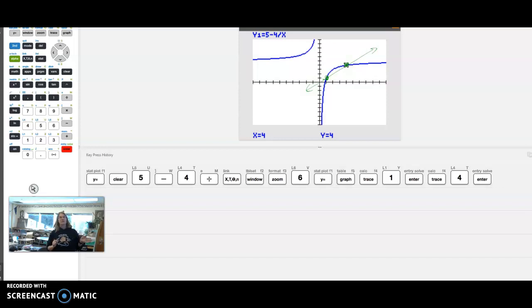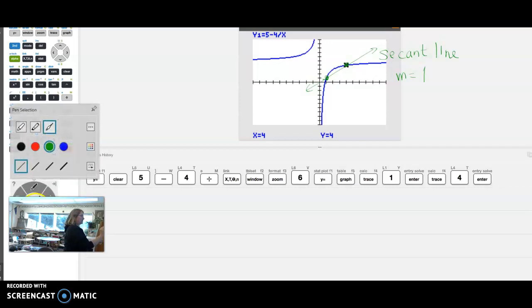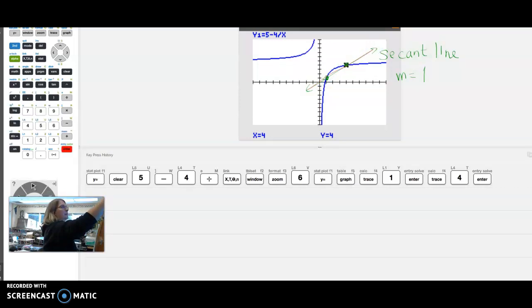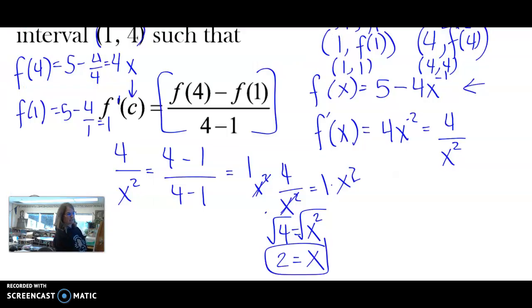So what we did, f of 4 minus f of 1 over 4 minus 1, was finding the slope of the line between 2 points, which is called a secant line. And we found the slope for that was 1. The mean value theorem guarantees that somewhere in the interval between 1 and 4, the slope of the secant line is going to be equivalent to the slope of the tangent line. That's not a very straight line, but hopefully you get the idea. And that value of c, where it's tangent, we just found was 2.